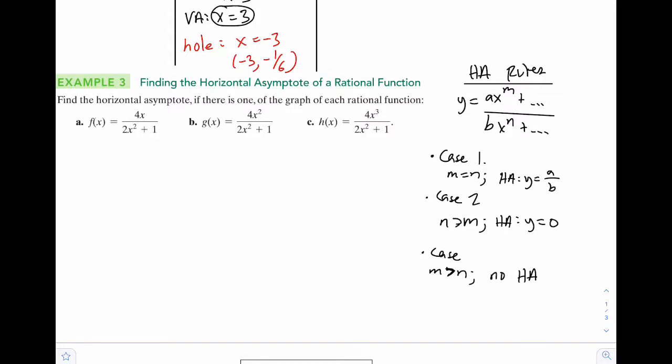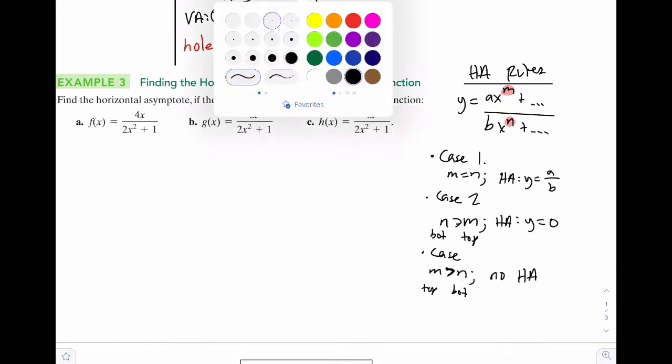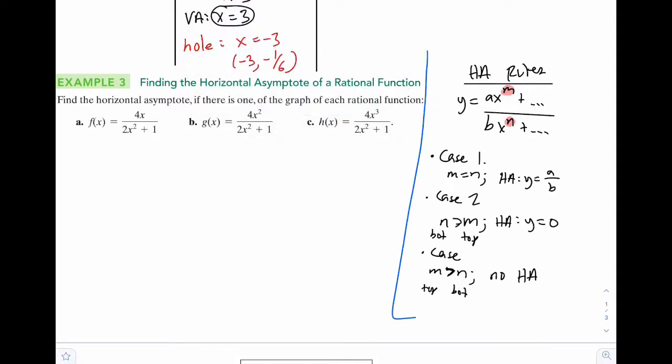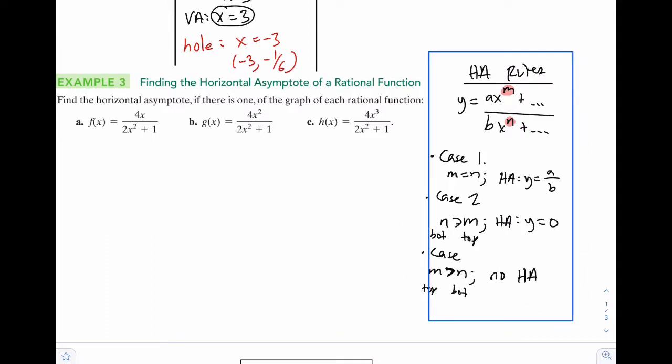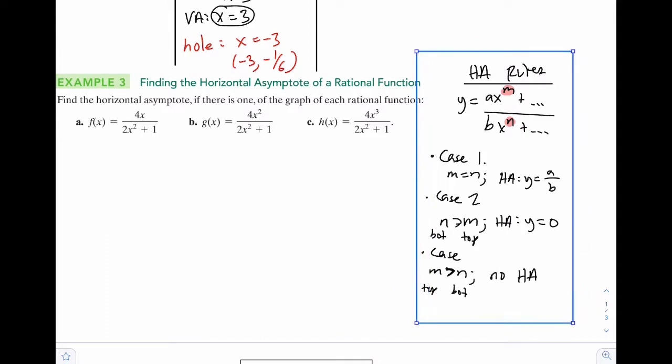So again, if the exponents are equal, we're really focusing on these right here, then you just write it's a over b, the coefficients. If the bottom is greater than the top, then that would mean 0. And if the top is greater than the bottom, then there is no HA. And your Algebra 2 teacher just wrote this on the board. They might have explained it a little bit, but most teachers don't really explain it in detail because you don't have the tools yet to really think about it.